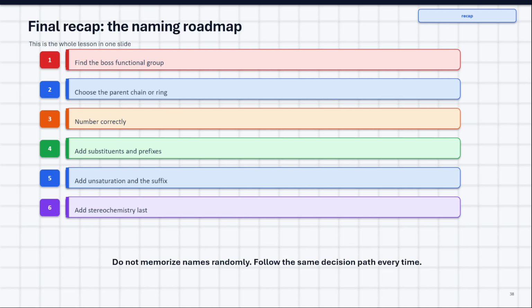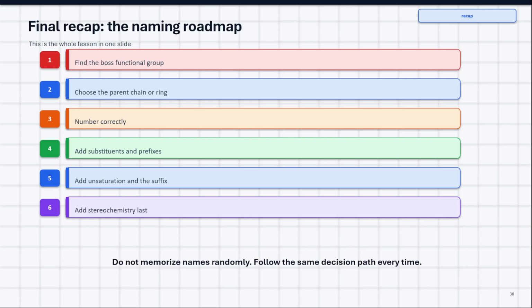This final roadmap is the whole lesson in one slide. First, find the Boss functional group. Second, choose the parent chain or ring. Third, number correctly using priority. Fourth, add substituents and prefixes. Fifth, add unsaturation and the correct suffix. Sixth, add stereochemistry last if the drawing gives enough information.